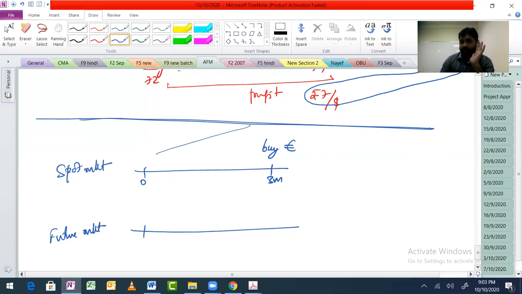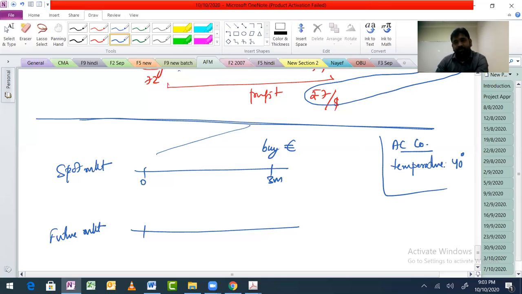I'll give you a simple example. Let's say there is an AC company, AC manufacturers. What are they afraid of? Temperatures not increasing too much during this season. If they don't increase in this particular year, they will make a loss. Let's say 40 degrees is their target. If the temperature goes above 40, this company will make a good profit. If it remains below 40, it will not be too profitable for them.